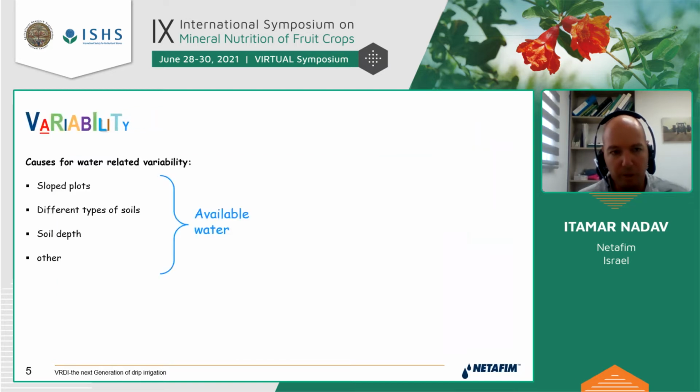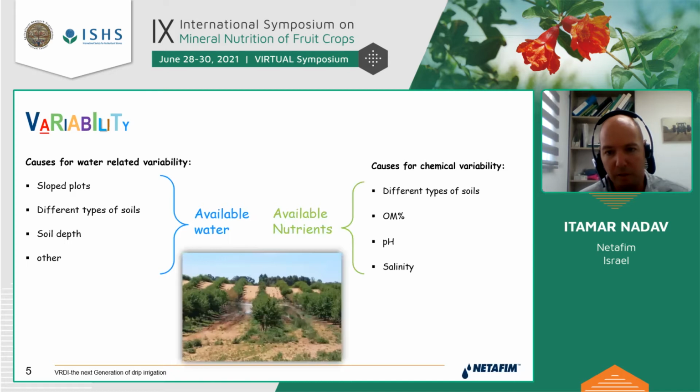So let's talk about variability. We have different causes for variability. On one side, we have causes for water-related variability, like slope plots, like you saw in the image before, different types of soil in the same plot, soil depths and others, but all related to available water. On the other side, we have causes for chemical variability, like again different types of soils, organic matter variability, pH, salinity, and other issues related to available nutrients. And the two of them, the available nutrients and water, drive the variability that we actually see in the plot.